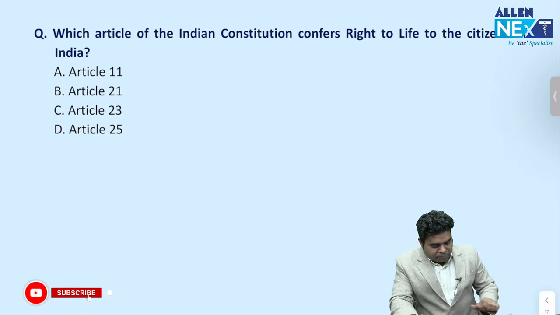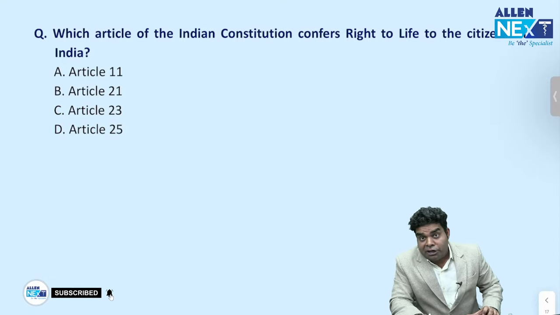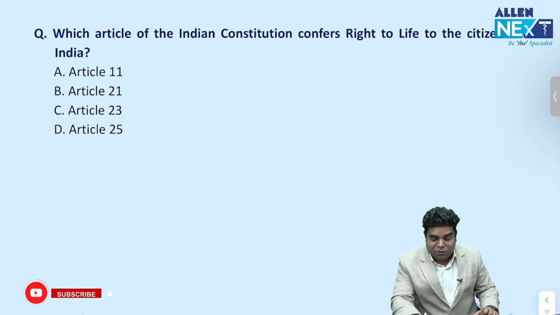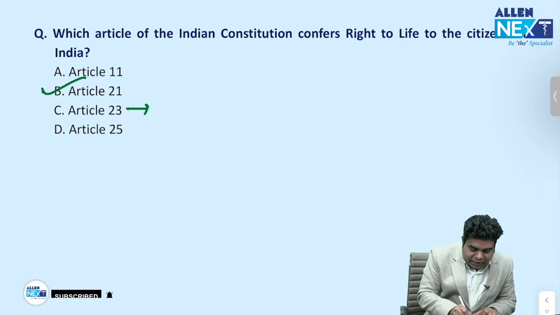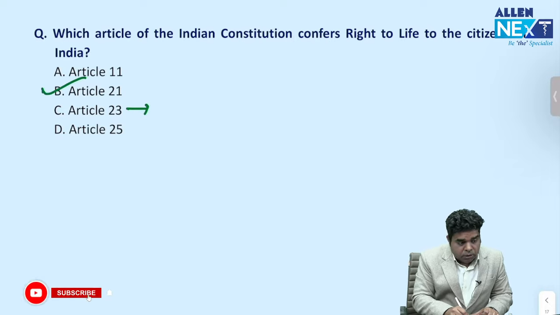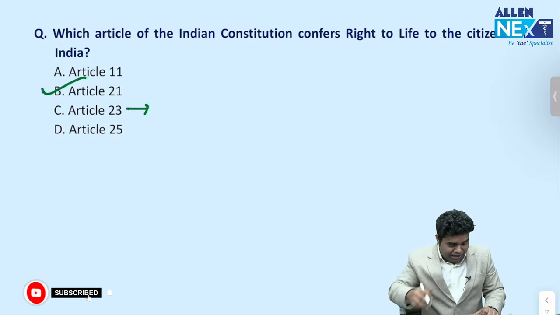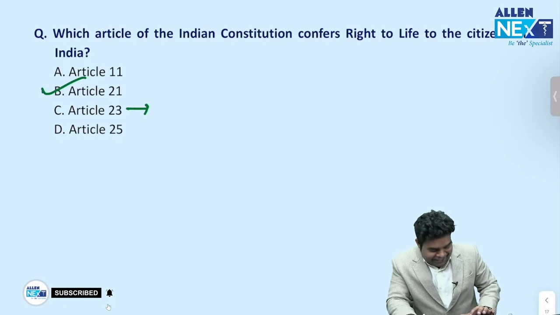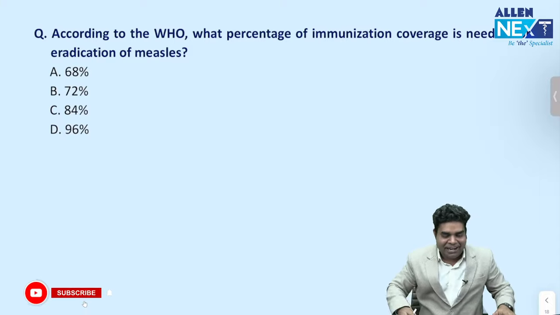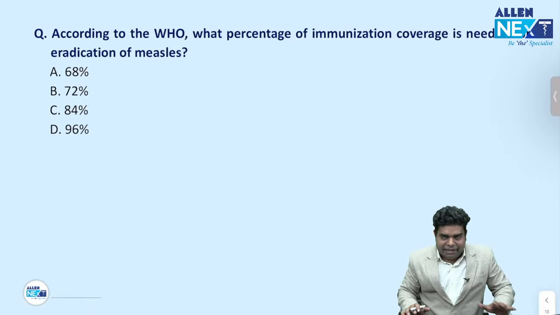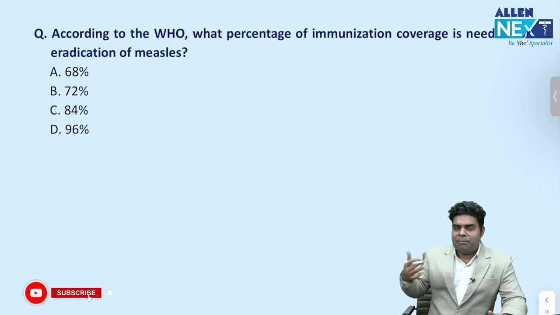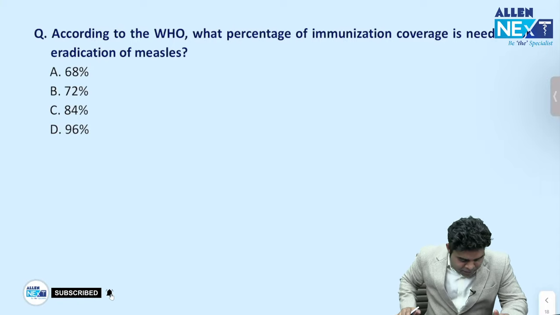Next question. Which article of the Indian Constitution confers the right to life of citizens? That is Article 21. Article 23 is the... this is a one-time question and I can also make a mistake here. So rather than trying to guess, I would like to go for it. The right to life is Article 21. This type of question has never been asked earlier or after that.